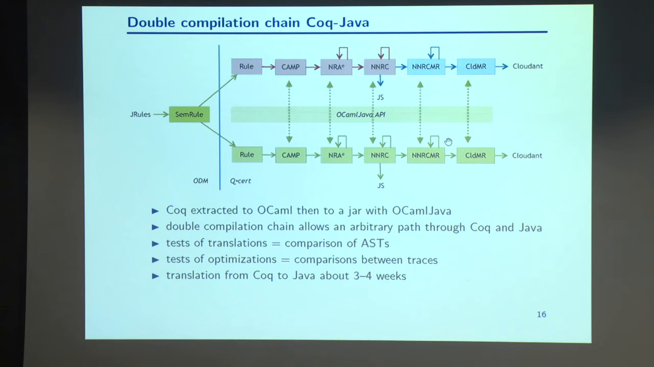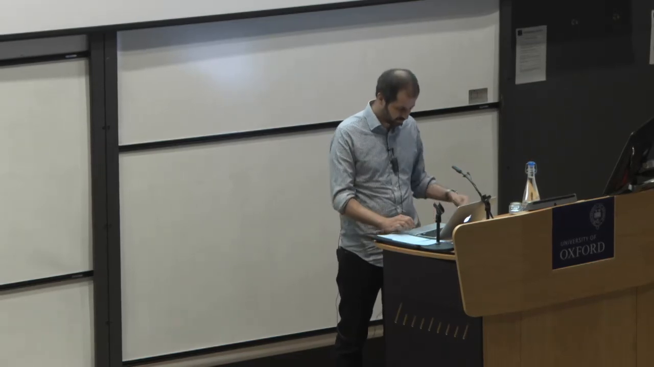So this was really key to manage the translation because we were able to test some small parts where some of them were not translated yet. We were able to compare the translation at each step between the result obtained in Coq and in Java.